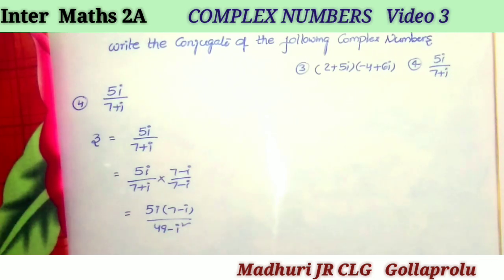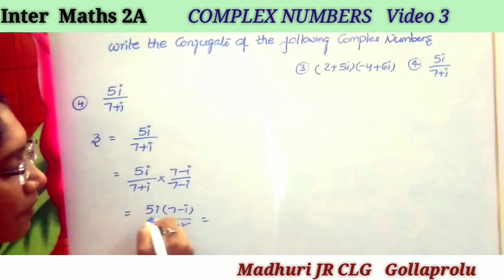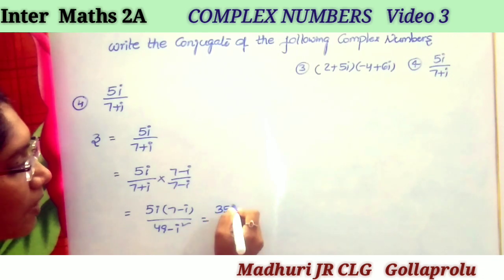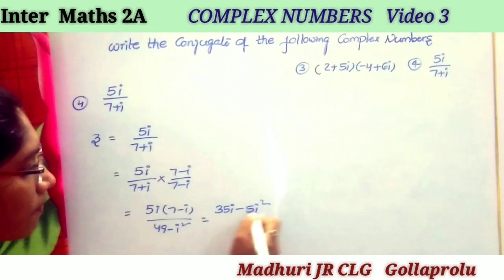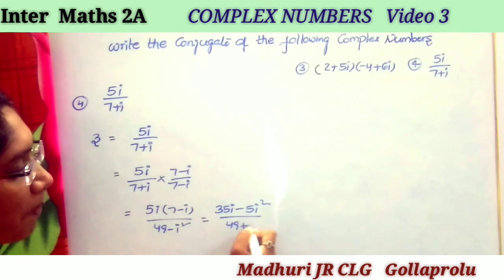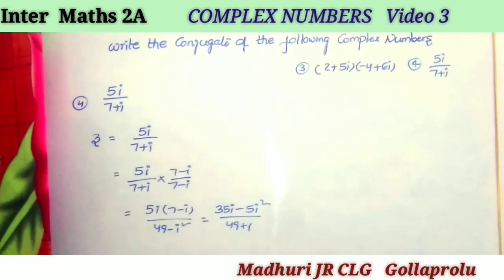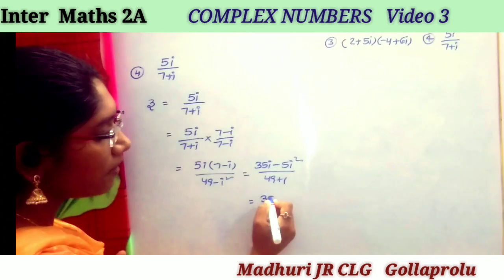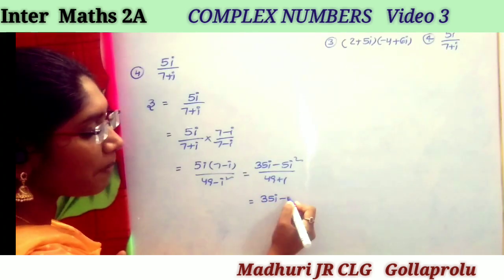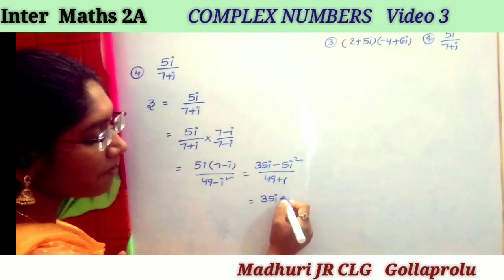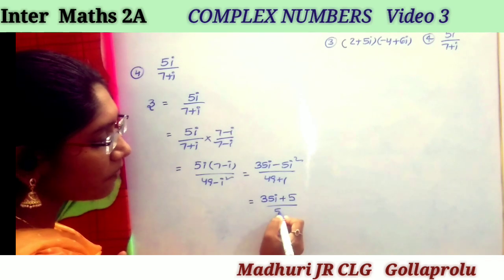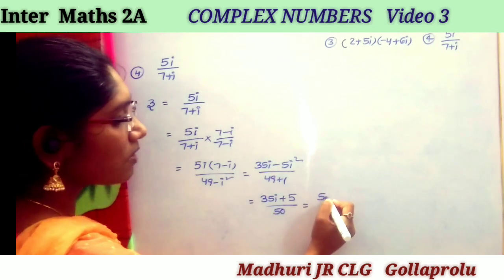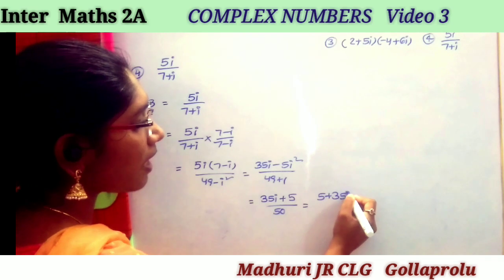And this is 5i into 7 minus i by, this is (a plus b) into (a minus b), that means 49 minus i square. And this is 5i into 7, 35i minus 5i square by 49 plus 1. i square is equal to minus 1, minus of minus is plus. So this is 35i minus 5i square, minus of minus plus 5, by 50. So this is equal to 5 plus 35i by 50.